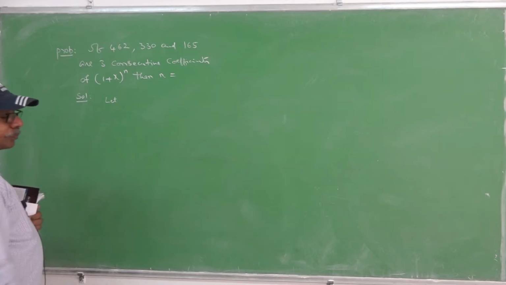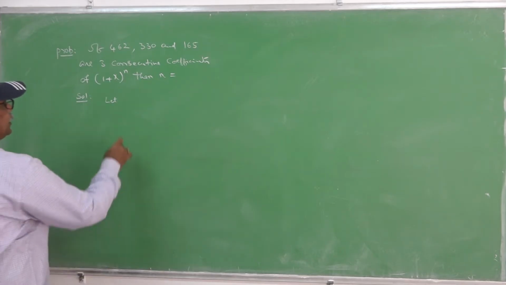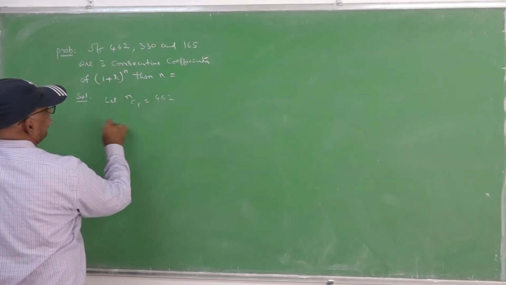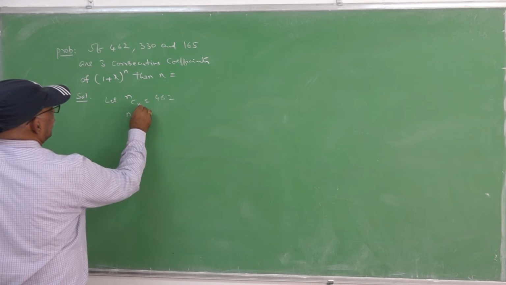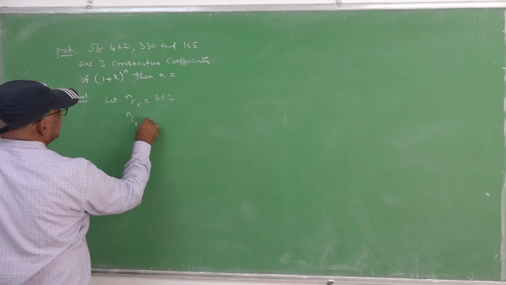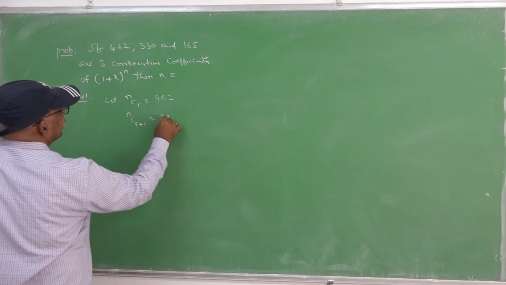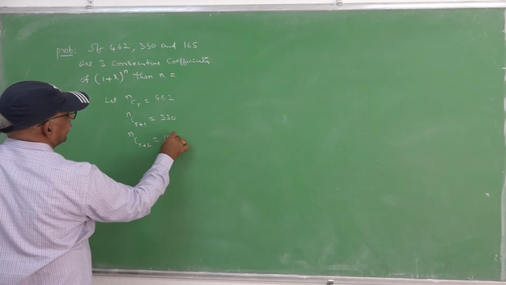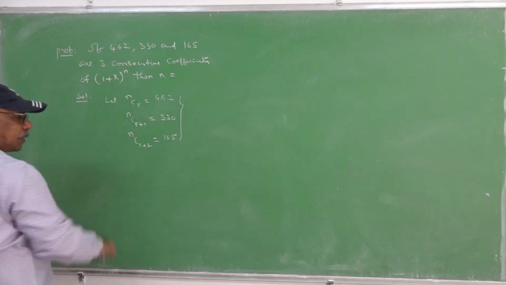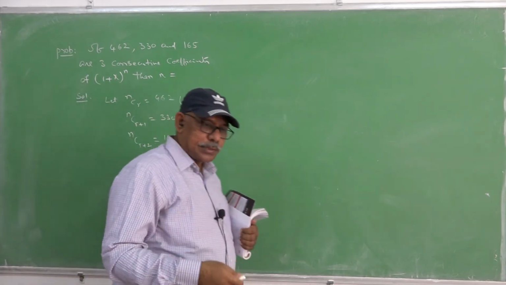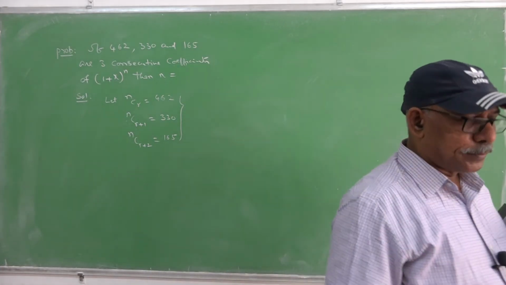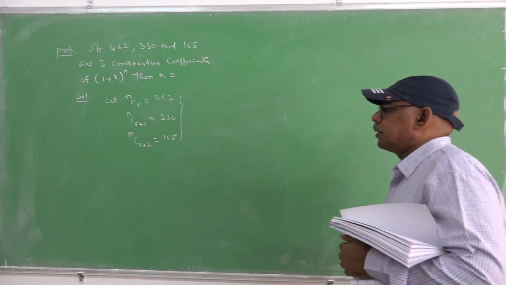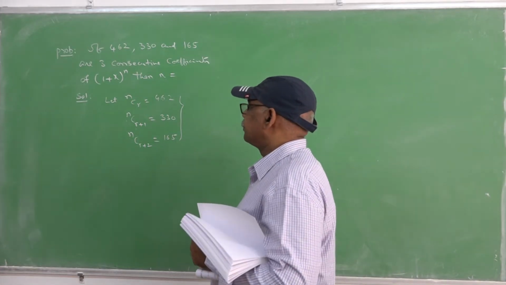Let nCr be 462. This is one coefficient. nC(r plus 1) is 330. nC(r plus 2) is 165. The coefficients of (1 plus x) whole power n are given by nC0, nC1, nC2, like that. So let us take 3 consecutive such coefficients nCr, nC(r plus 1), nC(r plus 2).